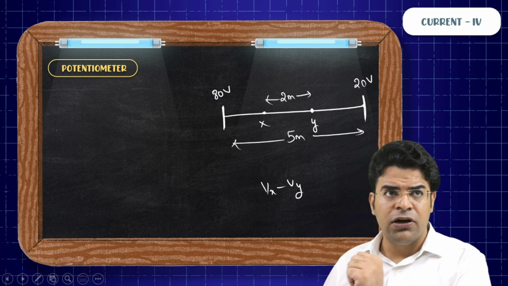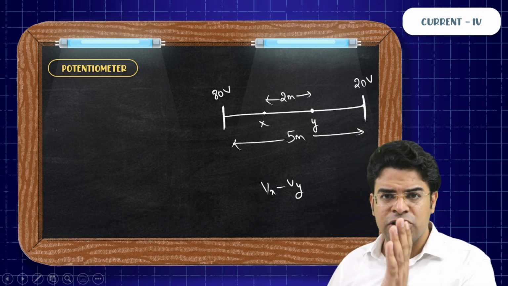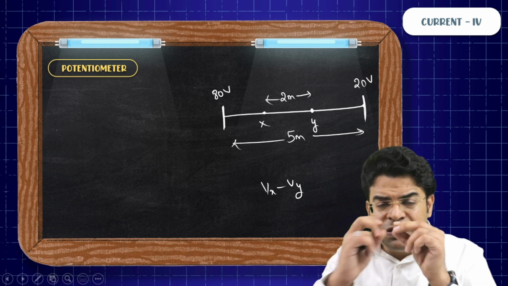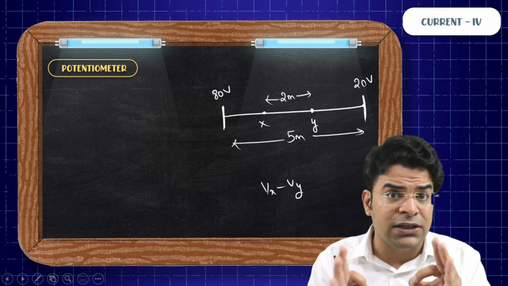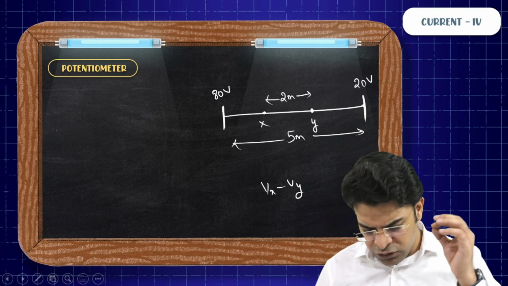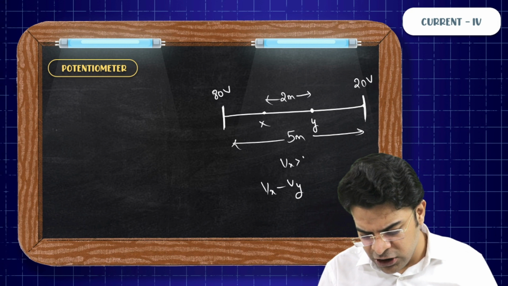Yes. If the current is flowing from left to right, X must be at higher potential than Y, because this wire is nothing but a resistor. And current in a resistor flows from higher potential to lower. So first thing first, potential at X has to be greater than potential at Y.